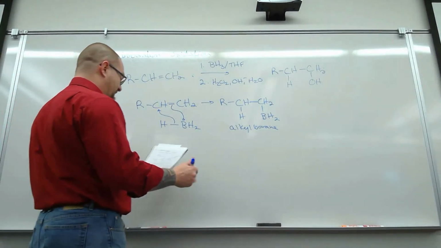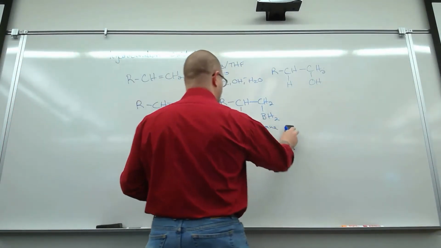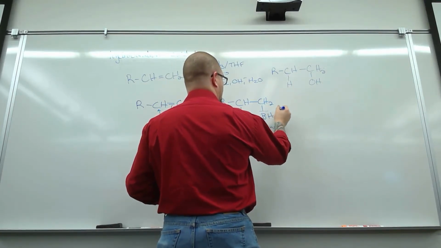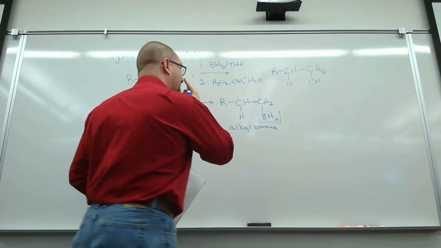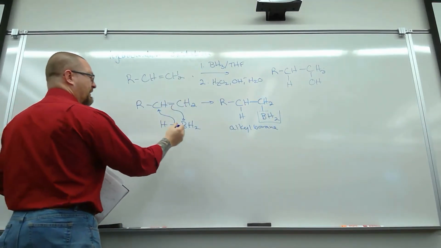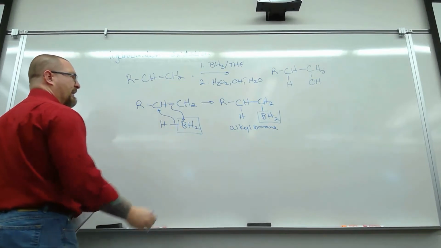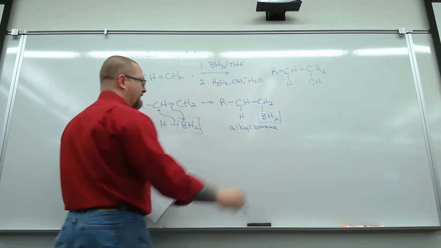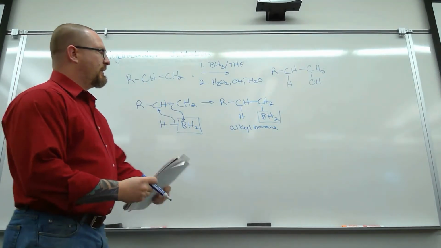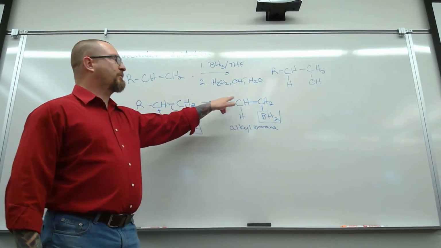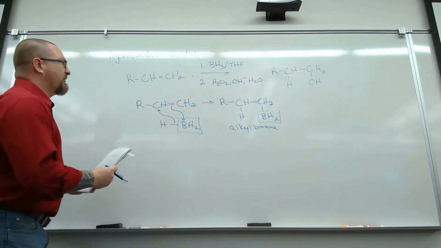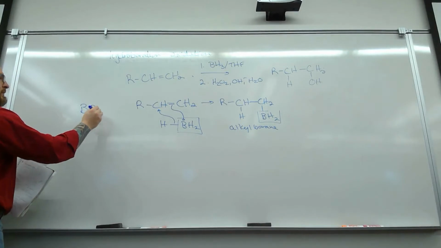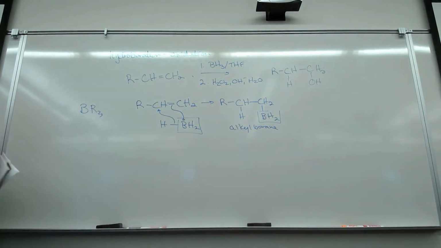And that's exactly what's going to happen now. This can act exactly like this, and we can get another attack from another alkene in exactly the same fashion. And we can do this until all of these hydrogens are replaced with alkyl groups. So instead of BH3, you end up with this BR3.